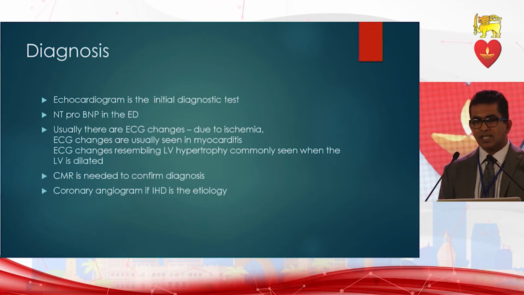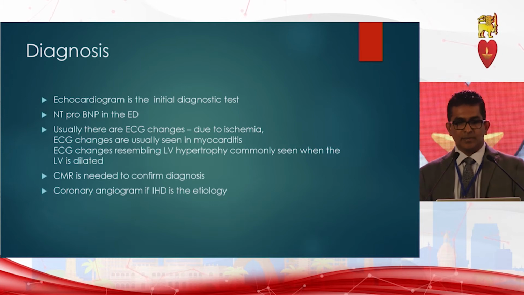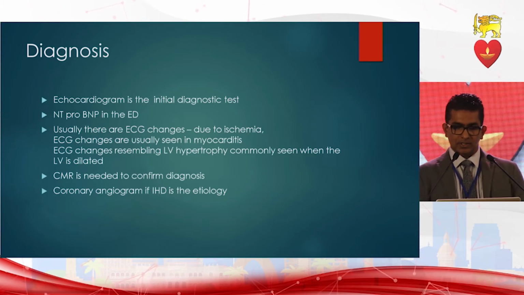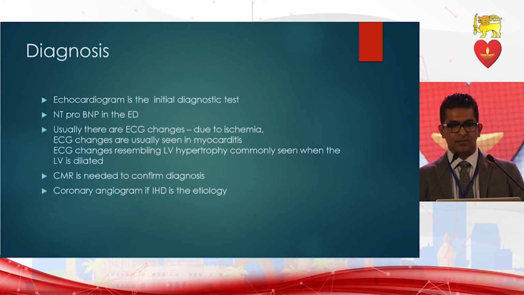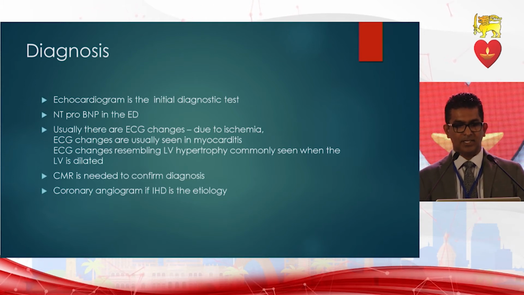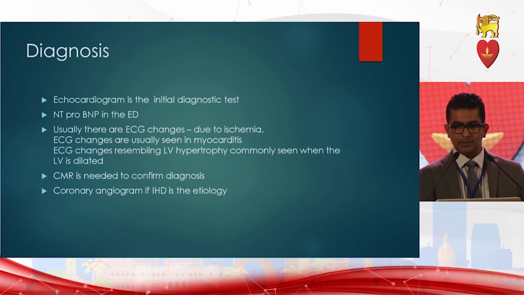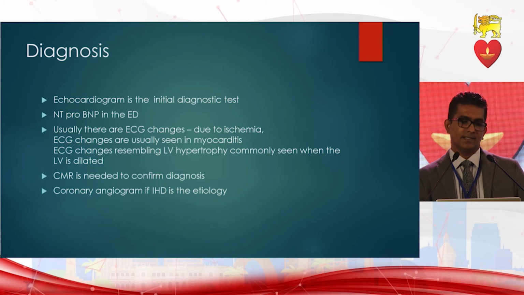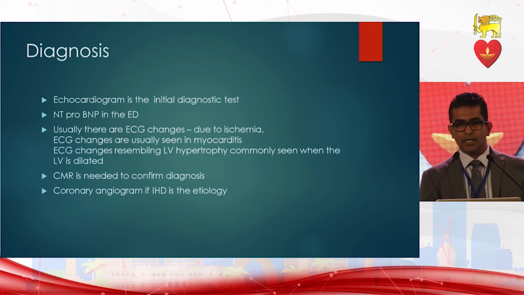So sometimes we do cardiac magnetic resonance imaging to confirm the diagnosis, especially if you want to differentiate ischemic dilated cardiomyopathy from dilated cardiomyopathy, you can use the gadolinium enhancement. There is a feature called late gadolinium enhancement. So coronary angiogram is done in especially people with dilated cardiomyopathy if you suspect ischemic heart disease, because if you correct the ischemia, their cardiomyopathy improves.